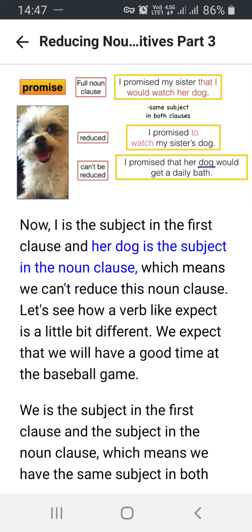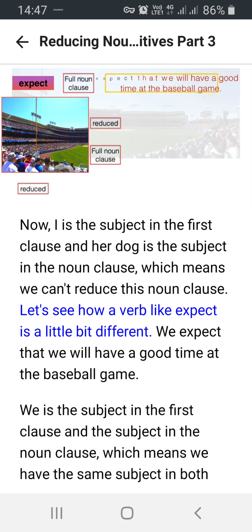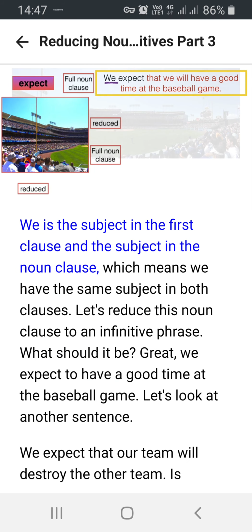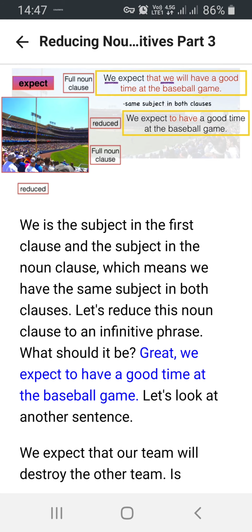Let's see how a verb like expect is a little bit different. We expect that we will have a good time at the baseball game. We is the subject in the first clause and the subject in the noun clause, which means we have the same subject in both clauses. Let's reduce this noun clause to an infinitive phrase. What should it be? Good. We expect to have a good time at the baseball game.